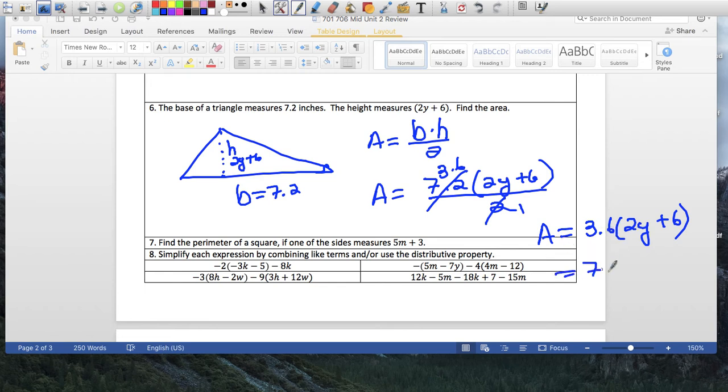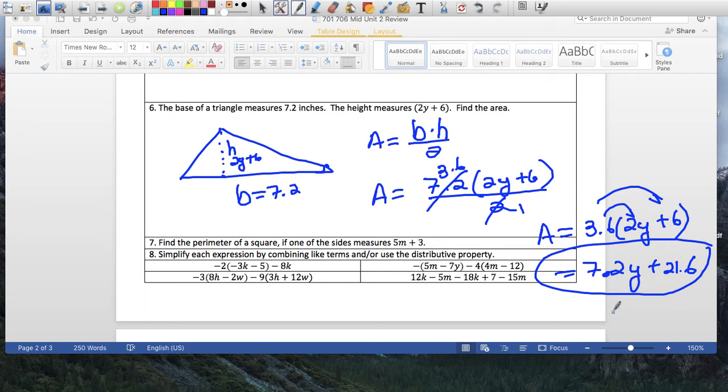3.6 times 2 is 7.2y, and I'm going to use the distributive property: 3.6 times 6 is 21.6. So the area of this triangle is represented by 7.2y plus 21.6 units squared, whatever the units are. Okay.